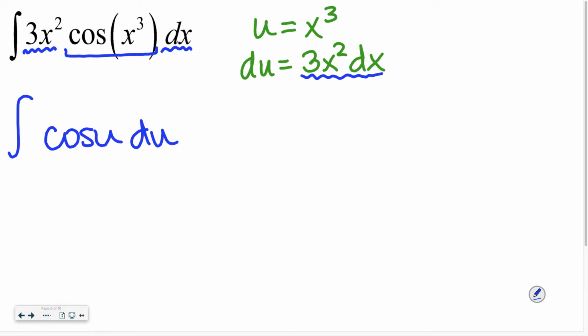Braden, what is the antiderivative of the cosine of u? Sine x cubed third. Okay, yeah, you're like a step ahead of me. Let's just say sine of u plus c. Okay. Now, since we have u inside, we can replace u with x cubed.